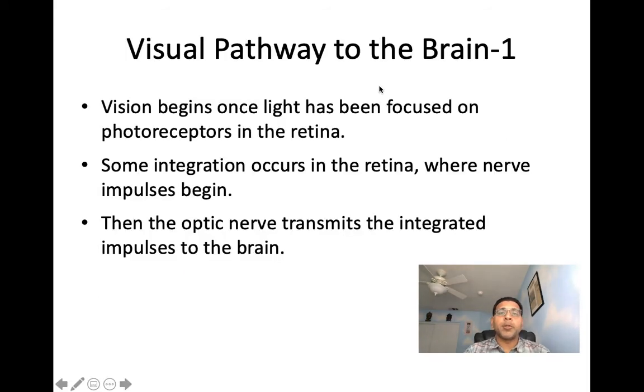Now we talk about the visual pathways to the brain. Vision begins once light has been focused on the photoreceptors in the retina. Some integration occurs in the retina where nerve impulses are going to begin. Then the optic nerve transmits the integrated impulses to the brain.